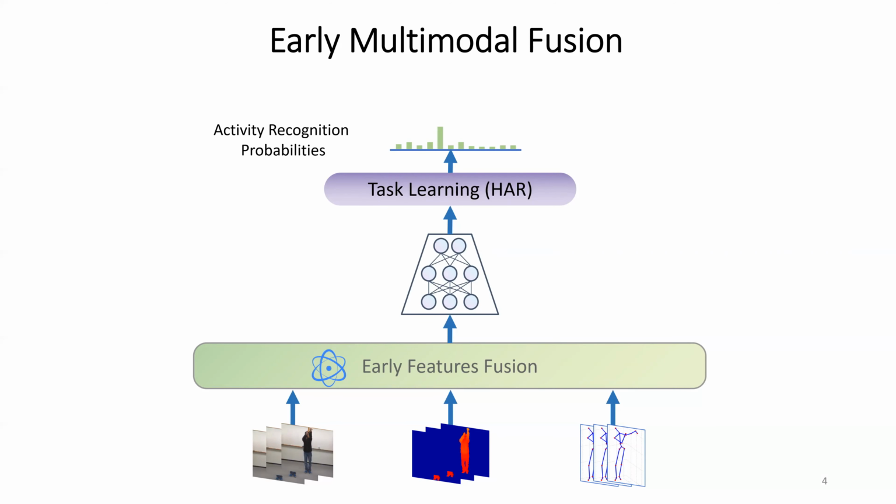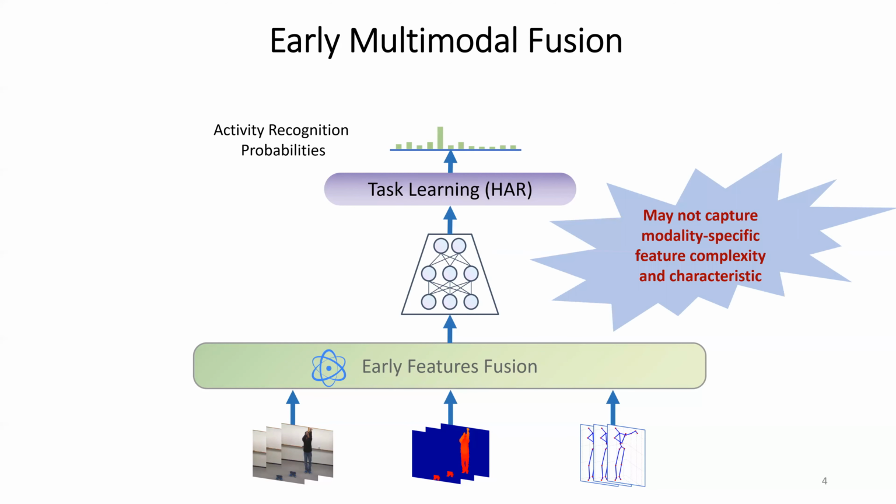It is a very simple approach to combine multimodal features, but the problem is that it cannot capture the modality-specific feature complexity or characteristics, because each of these modalities has its own feature distribution. For example, the feature distribution of the RGB or visual modality will not be similar to the skeleton or the physical sensor modalities.